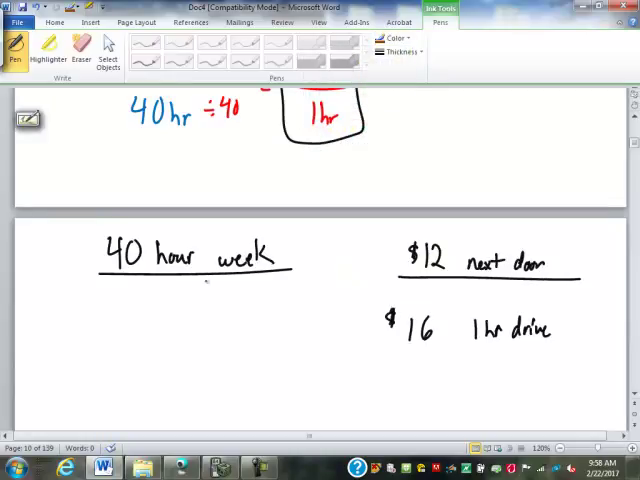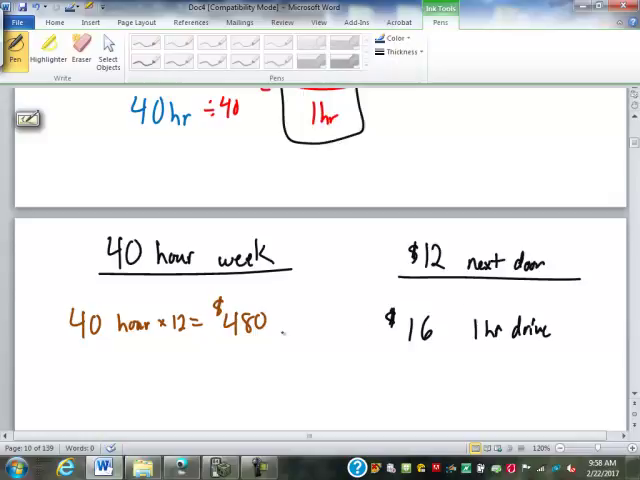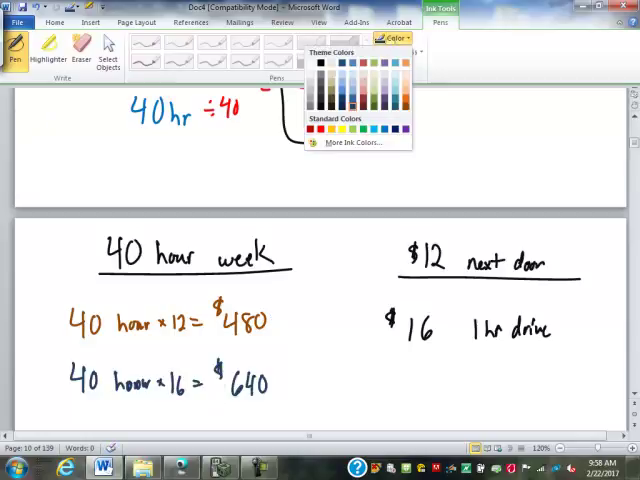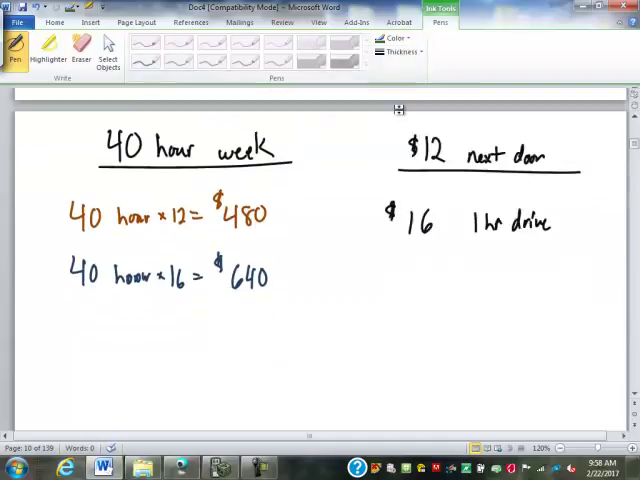This here, $12 per hour times 40 hours a week, of course, is $480 a week. $16 an hour times 40 hours a week is $640 a week. Looks like a great deal, right? It's $160 more. Here's the things to consider.